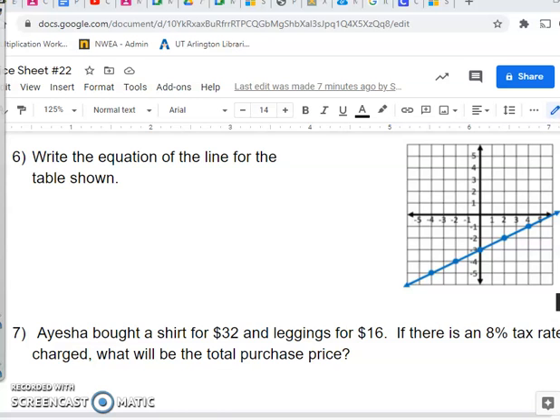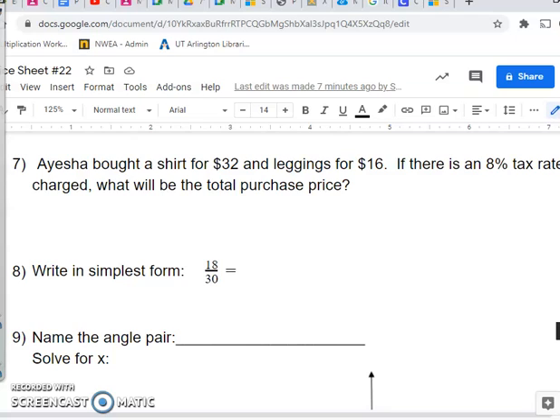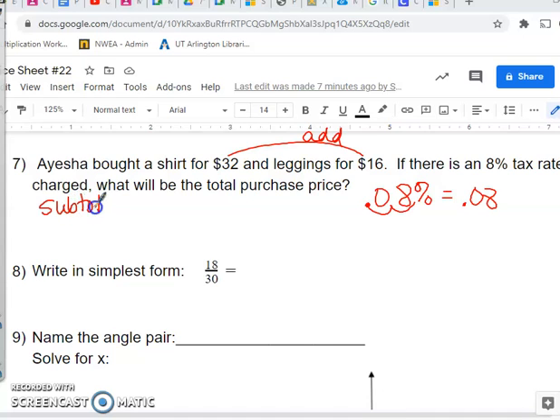So number 7, I think you can do number 7 by yourself. Aisha bought a shirt for $32 and leggings for $16. If there is an 8% tax rate charged, what will be the total purchase price? So basically we know we're going to add to find the subtotal. And then we change the percent to a decimal and multiply. Then at the end, you're going to have to add the subtotal. You don't have to write this, but if you just want a reminder, subtotal plus tax. And that will give me the total purchase price.